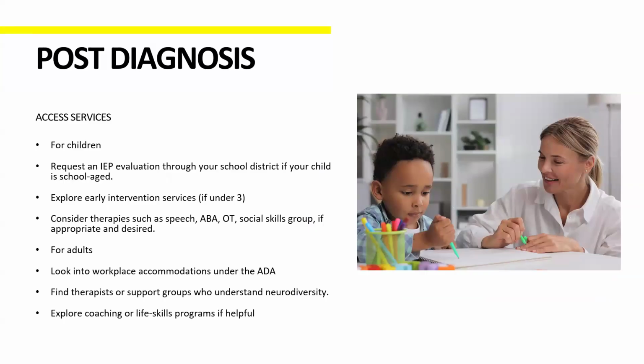After receiving a diagnosis and learning more about it, accessing services to support the individual is going to be of vital importance. For children, parents are encouraged to learn about and explore the options of getting an IEP or 504 plan. Exploring early intervention options that were previously discussed would be the next step for parents of children under the age of 3. It is often stated in the field of neurodiversity that the earlier the intervention, the better the outcomes later in life. Next, consider various therapies such as speech, ABA, OT, and/or social skills group, if that seems appropriate and is desired by the parents.